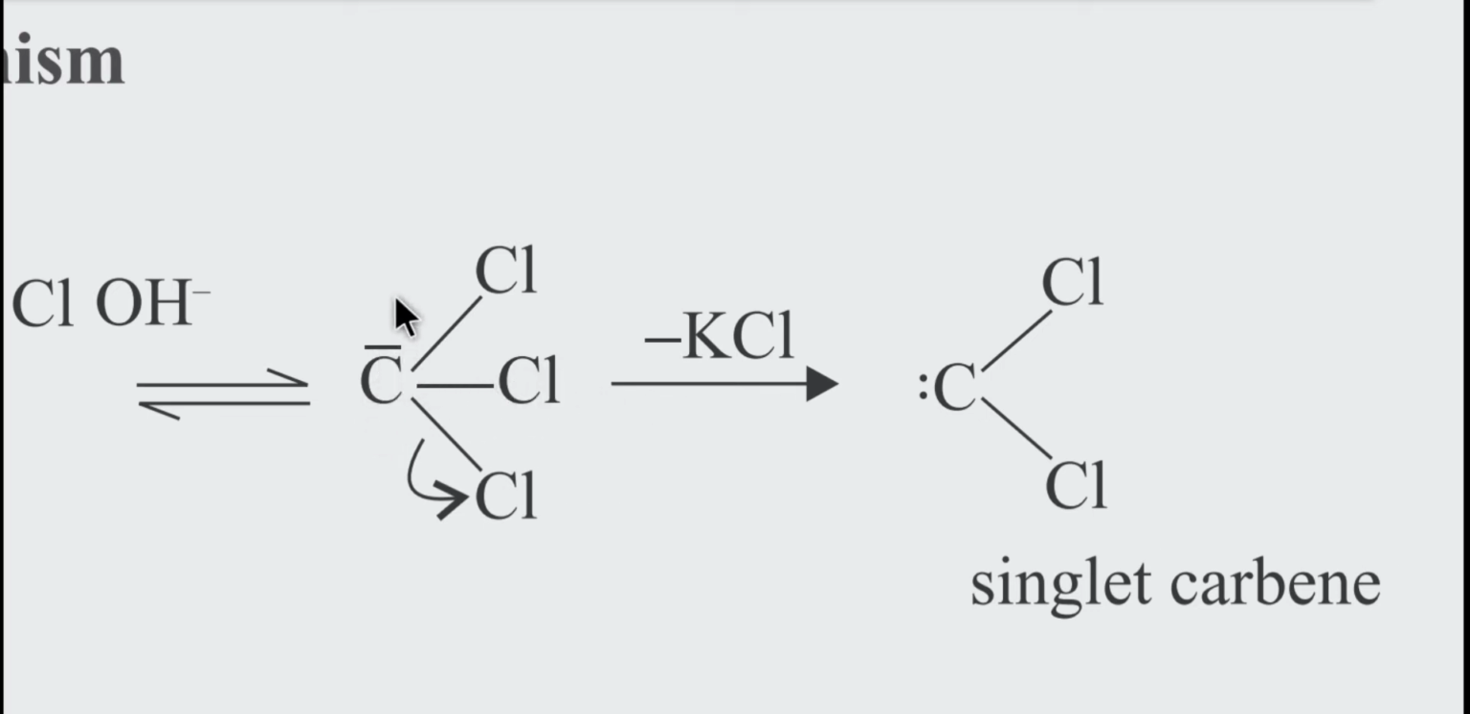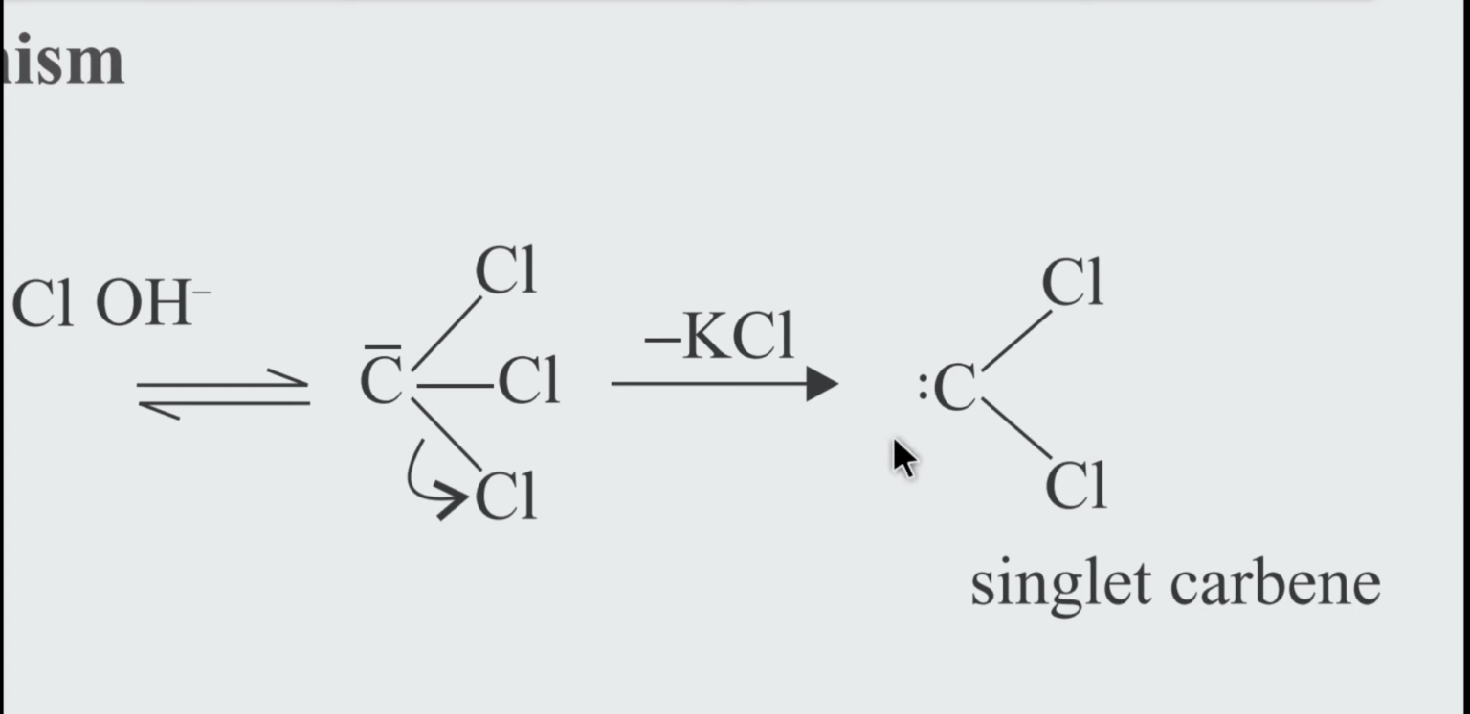Here the potassium ion that was ionized from the KOH base will abstract one chlorine atom. So potassium will bond with chlorine, and it will generate singlet carbene. The bond shifts here, and one lone pair remains, so singlet carbene is produced. Now this singlet carbene will take part in the further reaction.